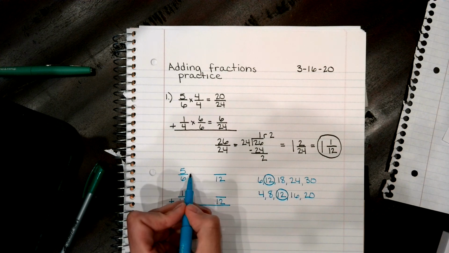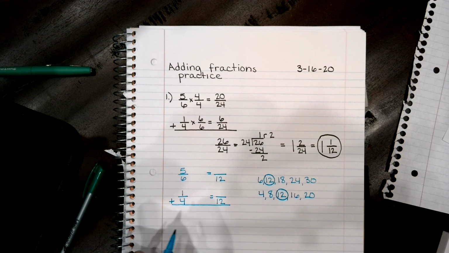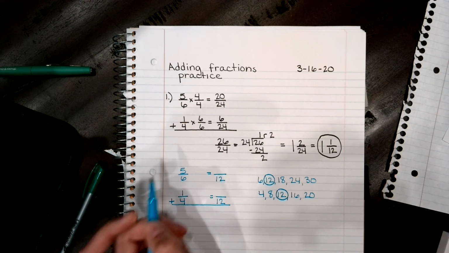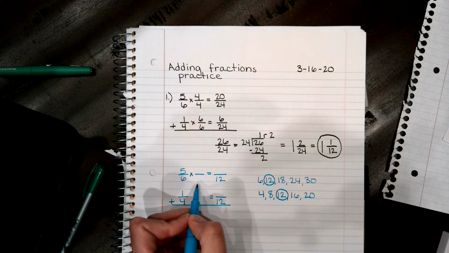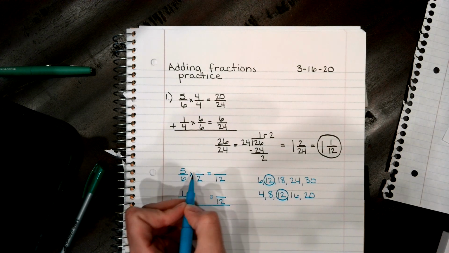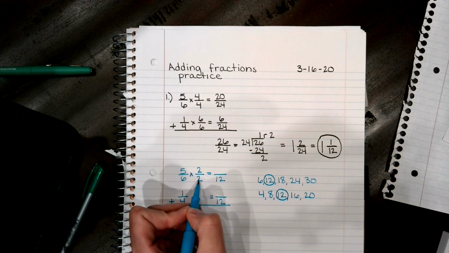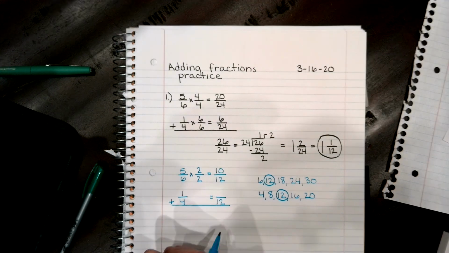So you're going to do the same steps. You're going to find the equivalent fraction. So 5/6 is equal to how many 12ths? 1/4 is equal to how many 12ths? So 6 times what gives you 12? The answer is 2. 5 times 2, because remember you got to do the same thing to the top as you did to the bottom. 5 times 2 is 10.